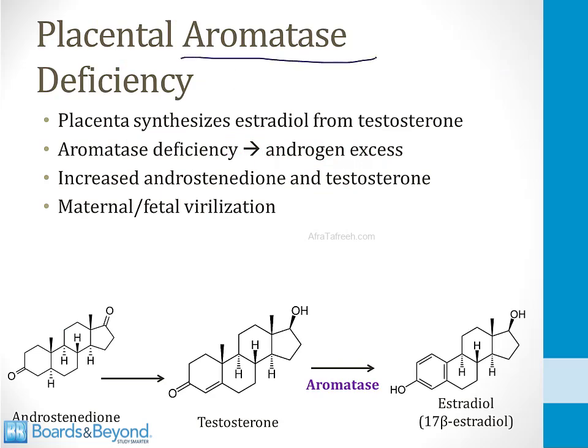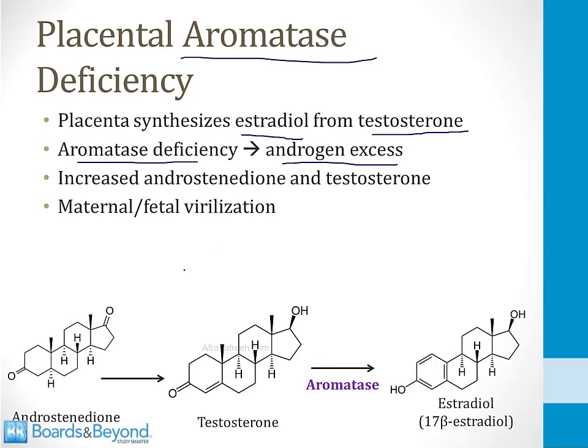Another way that high levels of androgens can develop during pregnancy is if the placenta lacks the enzyme aromatase. This is rare, but sometimes the placenta does not have activity of this enzyme. Normally, the placenta synthesizes estradiol and estrogen from testosterone and androgen. This requires the enzyme aromatase, so if aromatase is deficient, then androgens will build up in excess.